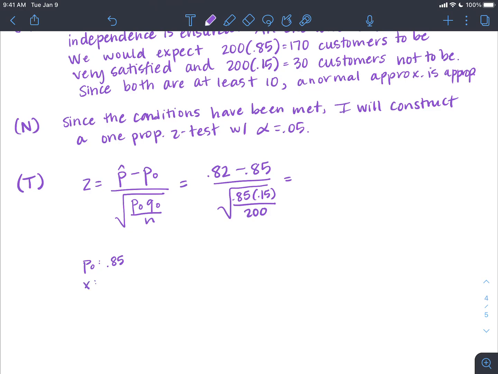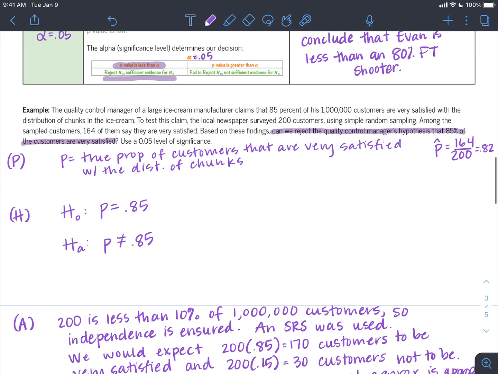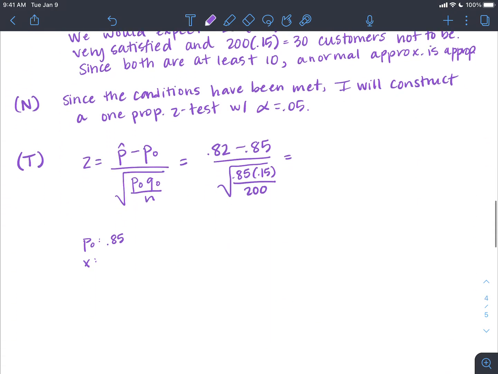Our X was 164 out of 200, so 164. That was the number of successes out of the 200 that we sampled. And then choose not equal to P0 because that was our alternative hypothesis, and we're going to hit calculate, and our z is negative 1.188. That's what it tells us, like that first little z calculates it for us, so we don't have to worry about messing that up.